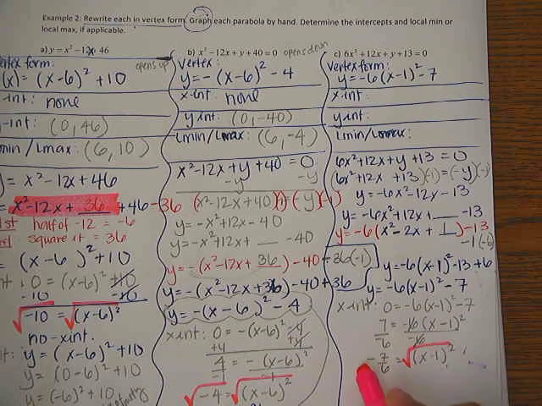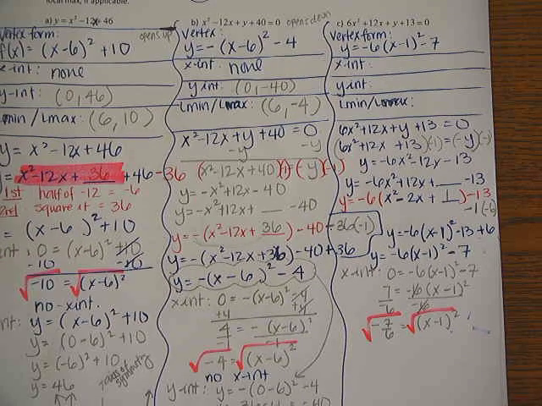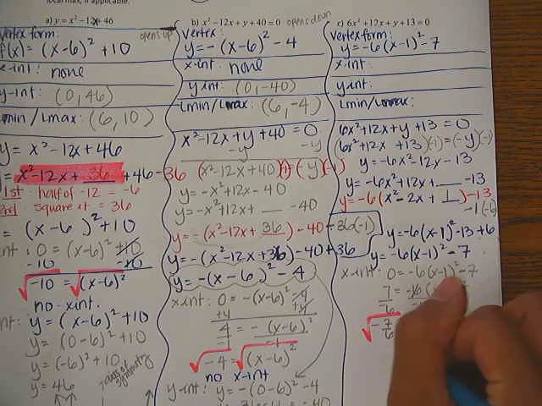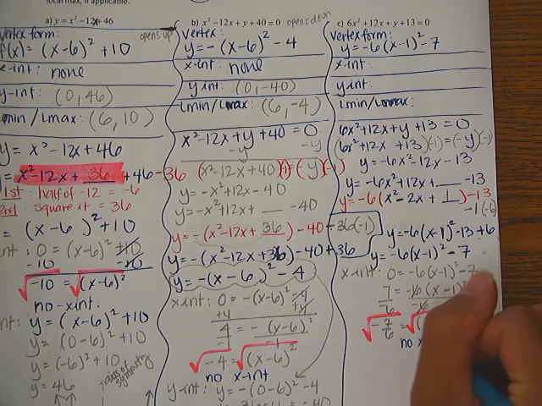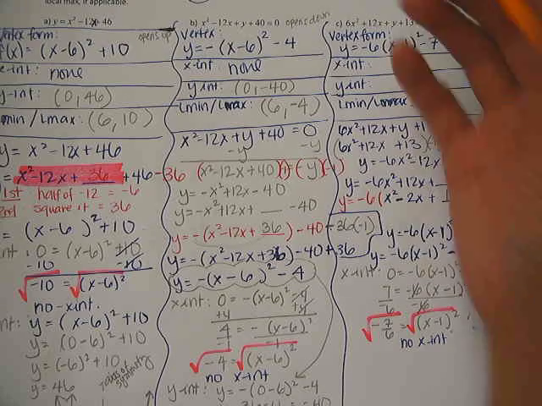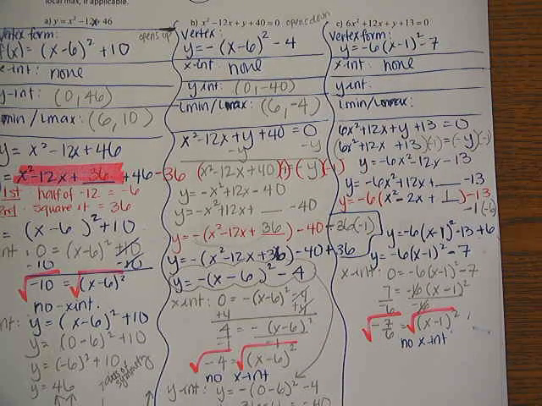Okay. Well, for some reason, the problems I picked out for your notes, none of them have any x-intercept, right? No x-int. Just by chance, okay? So don't think that we don't always have intercepts. Just by chance that we don't have any. So that was kind of strange. Okay, so that's really none.